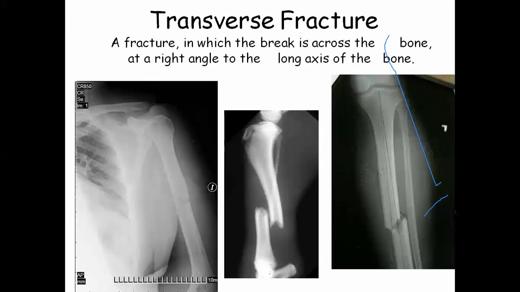Now coming to the transverse fracture. By the name itself, this is a kind of fracture in which there is bone breakage across the bone at the right angle to the long axis of the bone. You can see it in the X-ray also. It is a little bit similar to the spiral, but in a spiral the break runs through the midsection, whereas in the transverse it is just at a right angle to the long axis of the bone.